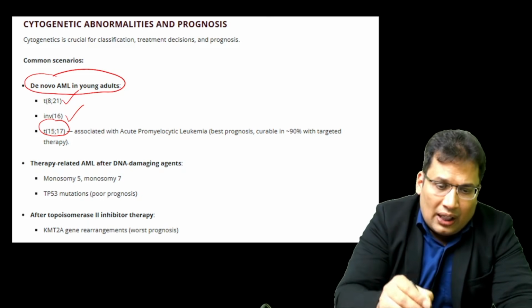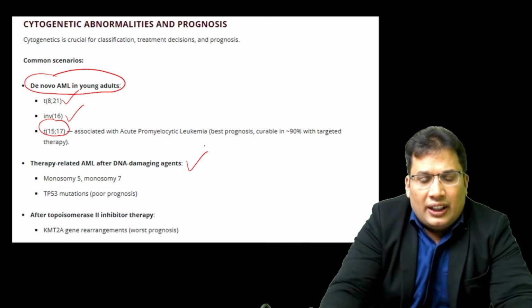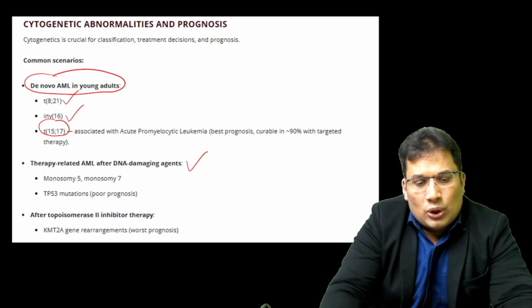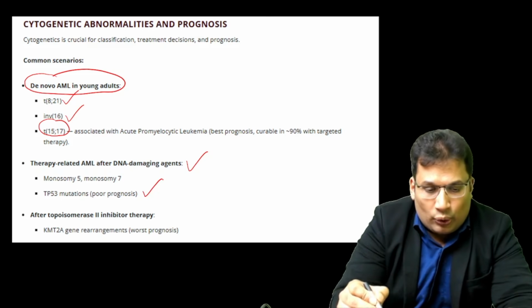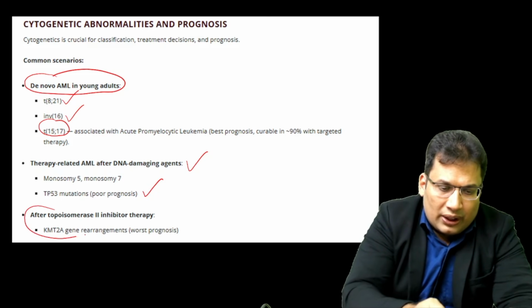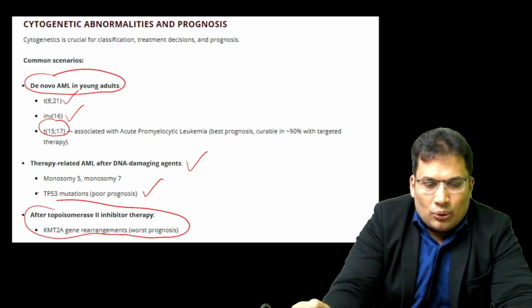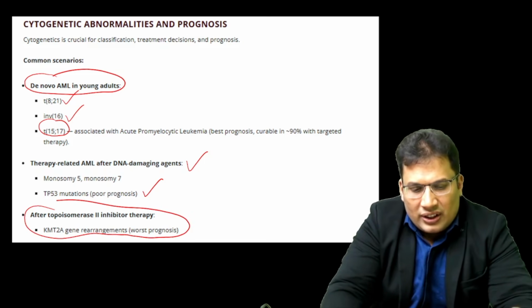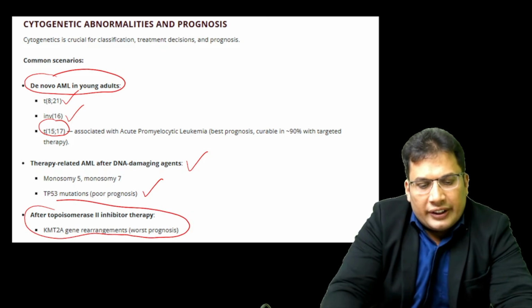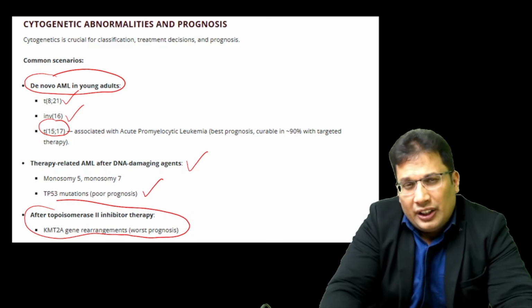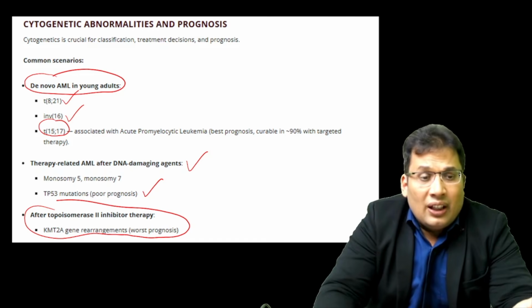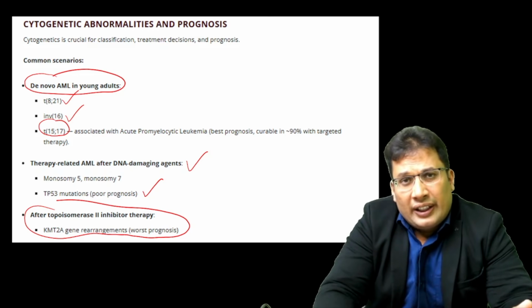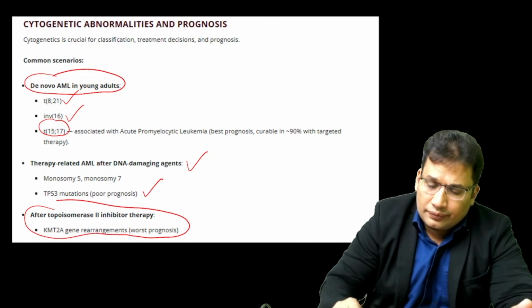therapy. Then therapy-related AML after DNA damaging agents, for example monosomy 5 and monosomy 7, TP53 mutation, which has a poor prognosis. After topoisomerase 2 inhibitor therapy, which has a worse prognosis, that is the KMT2A gene rearrangement. So I think if you write these points, FAB classification, WHO classification, and the diagnosis and cytogenetic abnormalities, you will get at least 7 out of 10.